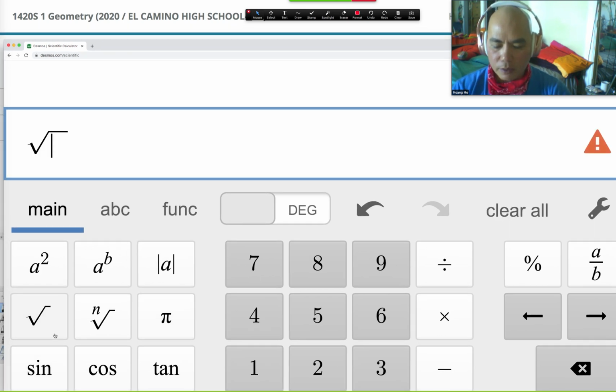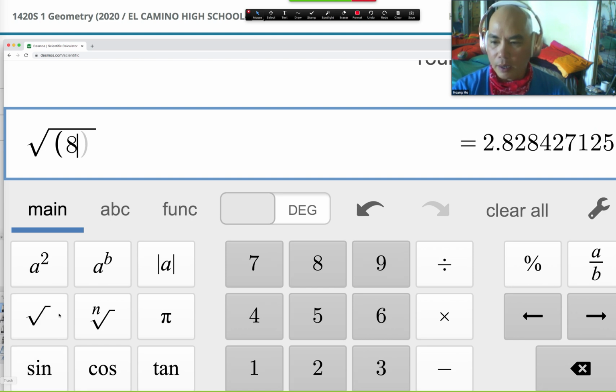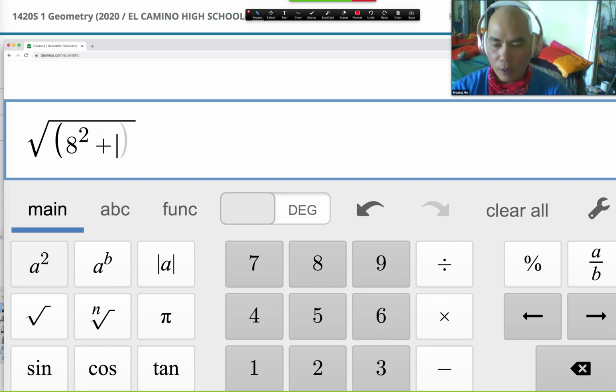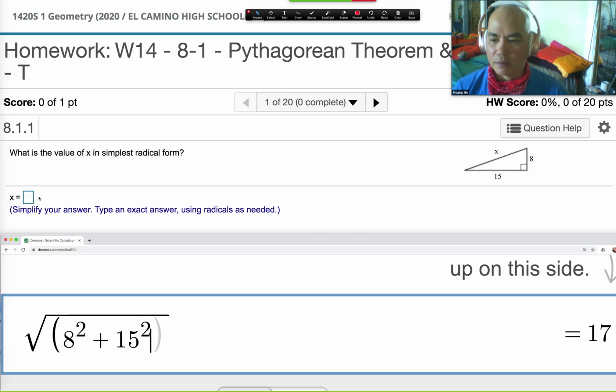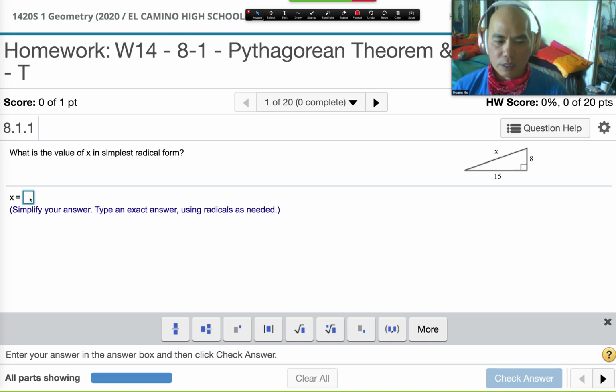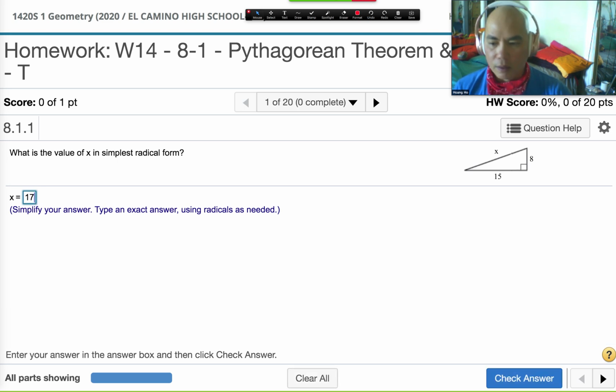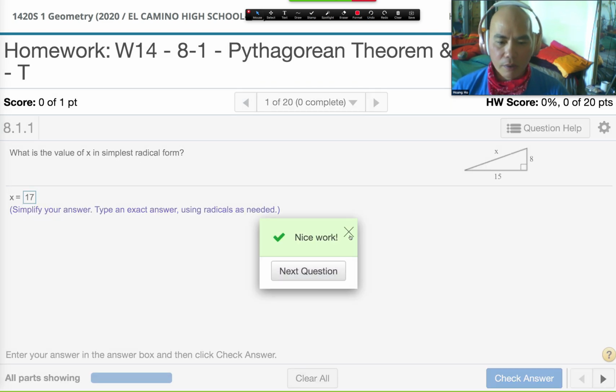I put in parentheses the two legs squared and added with each other. So I got A squared added with 15 squared. As you see, the answer is 17. So 17. I got my correct answer.